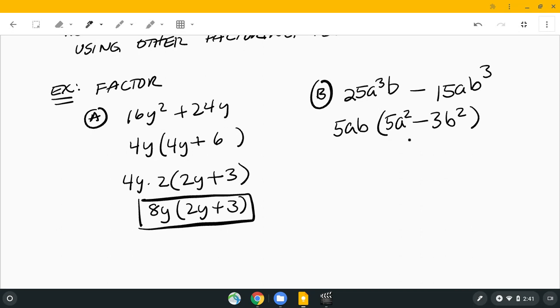Okay, and then check to see if you can factor some more. We can't. The numbers don't have anything in common. So this is my final answer. Okay.